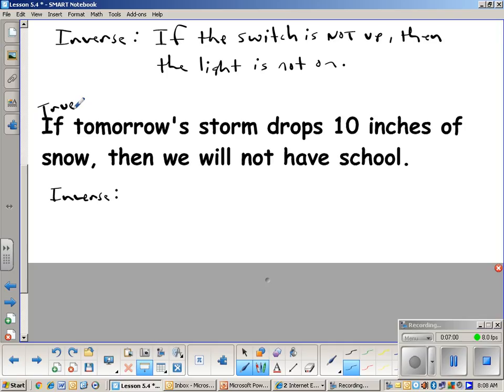Probably in 28 years I've been coming into this building, we've never had 10 inches of snow dropped in one night and had school the next day. So I would say that's a true statement. What's the inverse of this say?